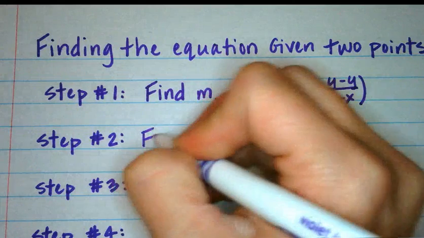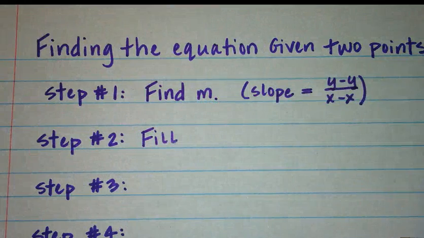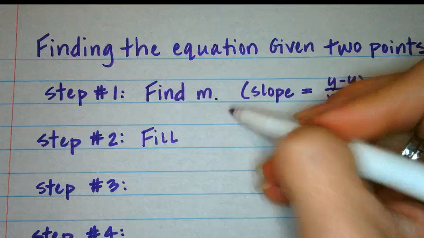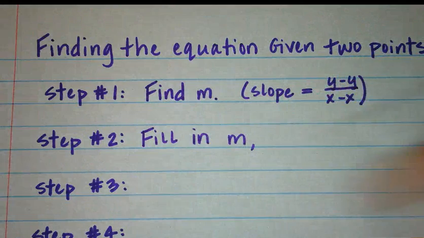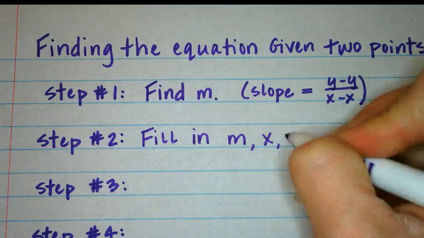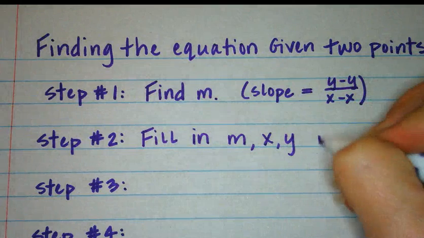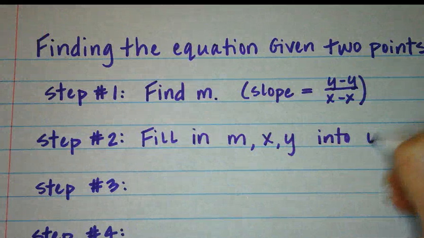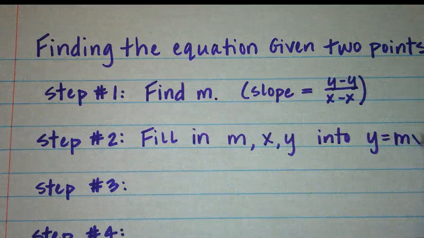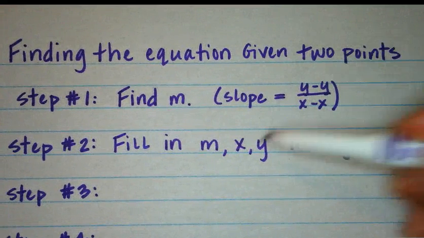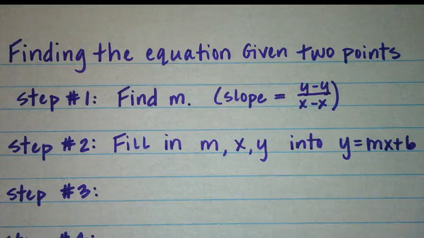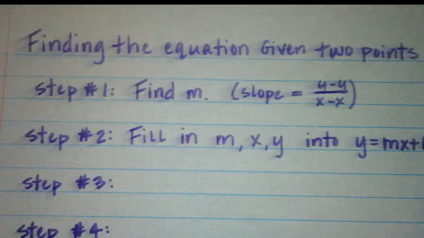Then we're going to take the m that we just found, we're going to fill in the m, and then we need to fill in the x and the y into the equation y equals mx plus b. And I'm sure you can see where we get the m. We get the x and the y from the points we were given. So you actually have 2 points to choose from.